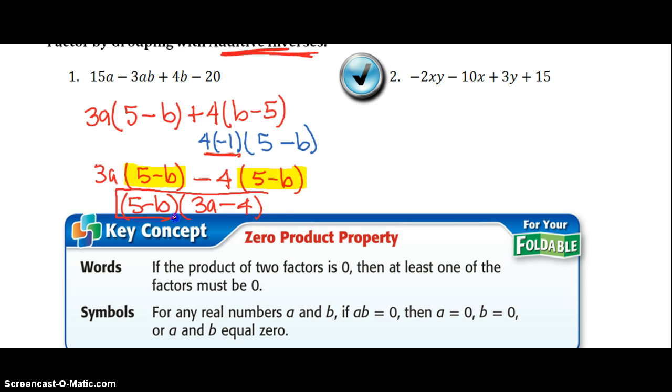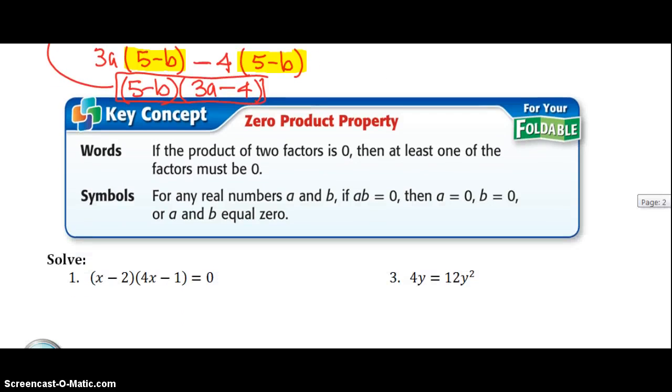Now I can factor out the 5 minus b out of both terms, and I'm left with 3a minus 4. Again, do the FOIL method to check to make sure you end up with the same answer. I'll let you practice number 2 on your own.